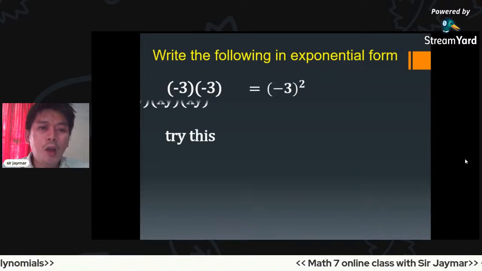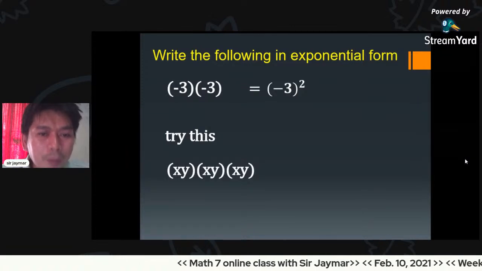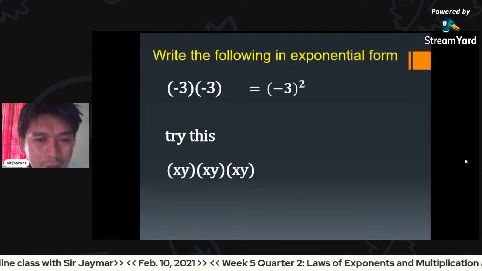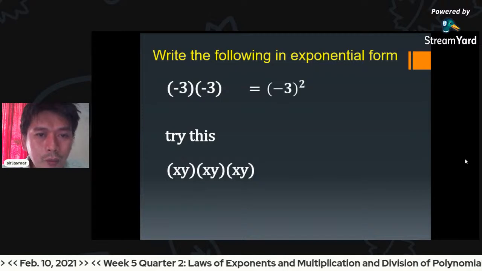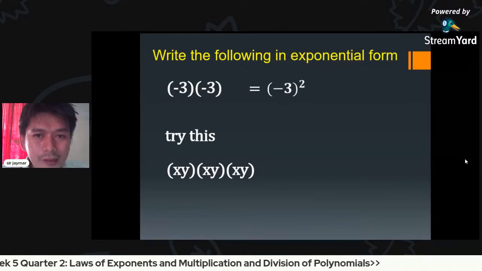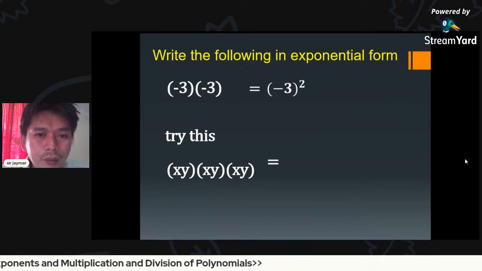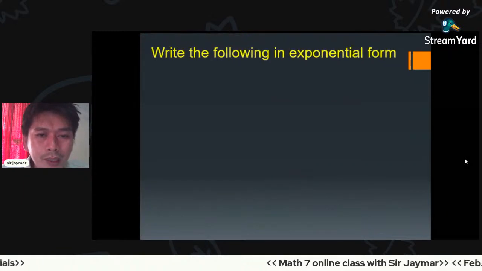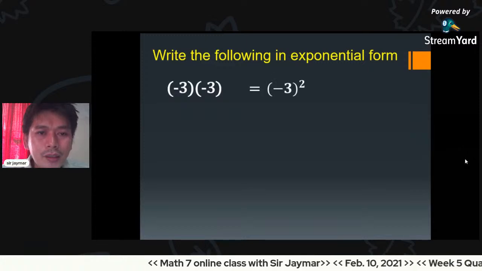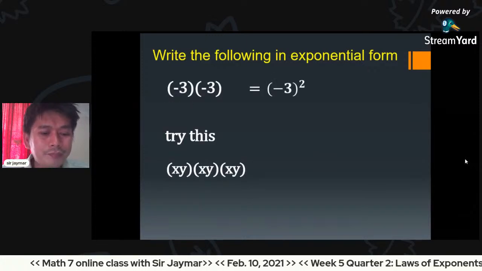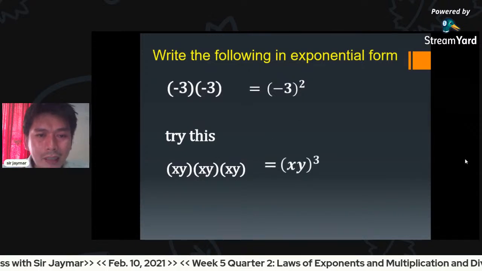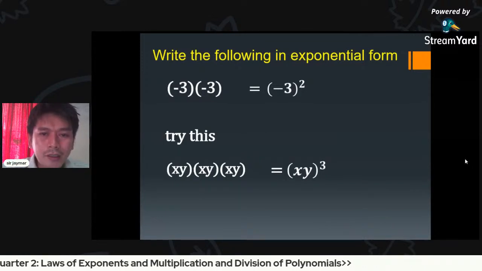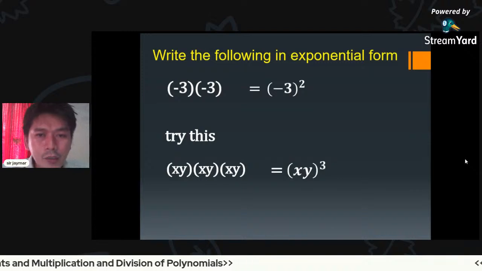So how about this one? Try this problem: xy multiplied by xy and then multiplied by another xy. Let us see the correct answer in exponential form. You are going to identify the base. What is the base in this problem? The base will be xy. And how many times is xy repeated? It repeats 3 times, that is why the exponent will be 3. That is xy raised to 3, or xy cubed.